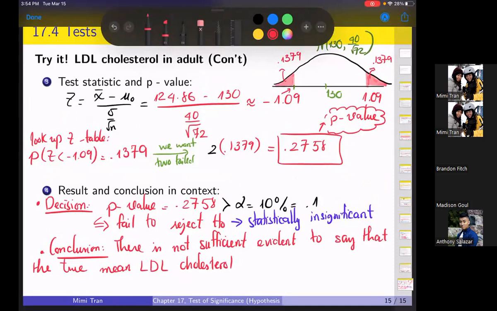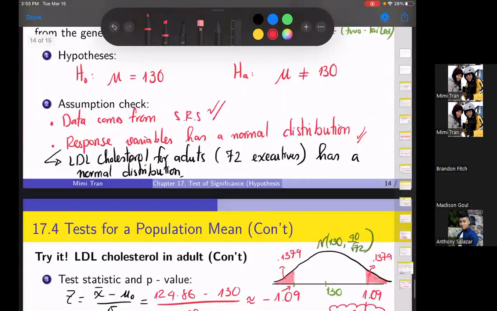What are you trying to prove here? Oh, no, I'm sorry, I shouldn't say prove. You try to show that the true mean LDL cholesterol represented by the 72 executives. There's not sufficient evidence to say that the true mean LDL cholesterol represented by the 72 executives is different than who? Different than the general population, right?